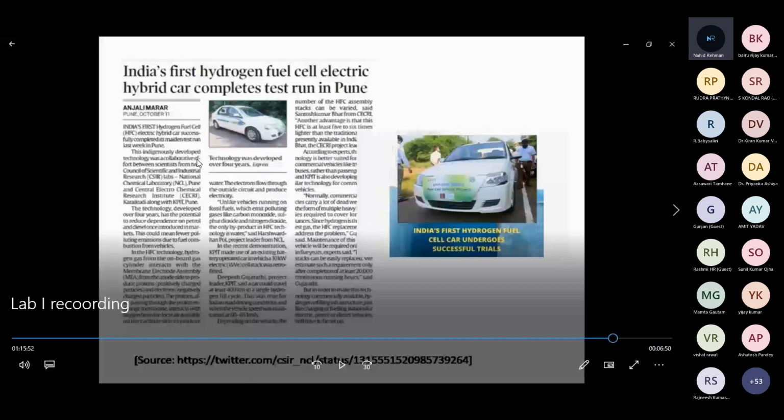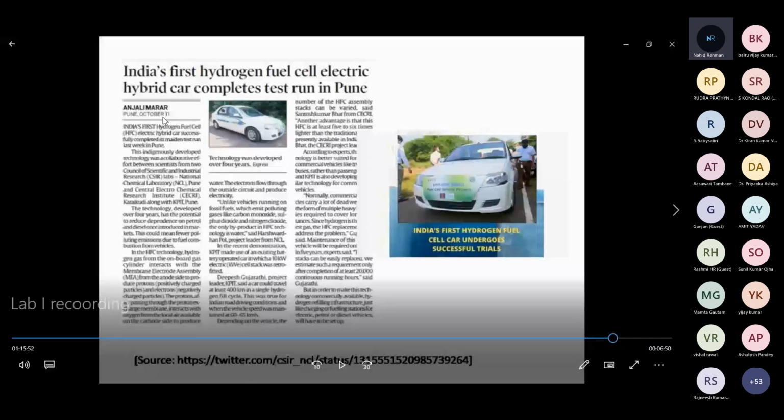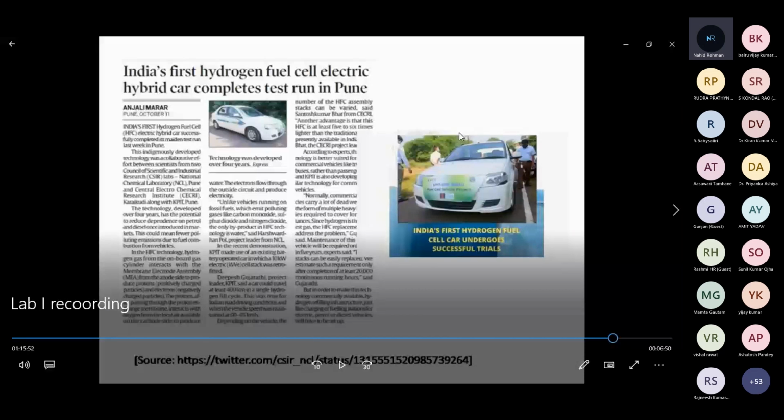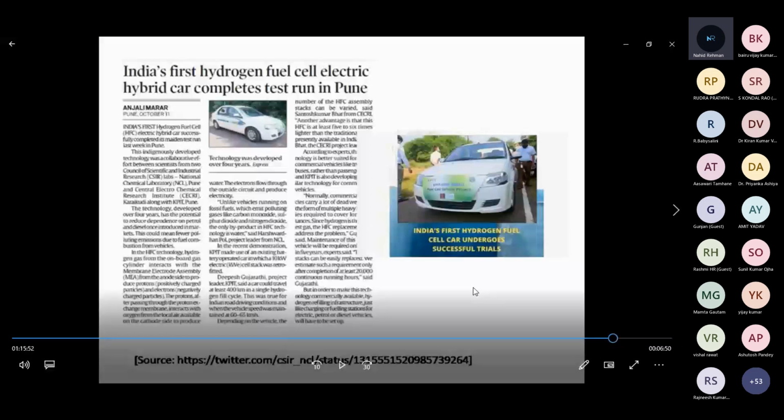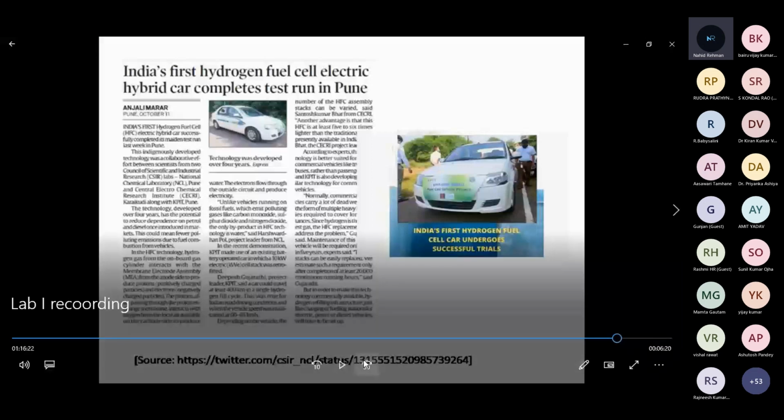and you can see this is the news of October 11 this year only, Priya. And this car which has been developed, which company's car is this? You can see here that this was a venture of CSIR, NCL Pune, and the Central Electrochemical Research Institute, all together working to make it possible that yes, we can run a car in India also. So it is not something that only developed countries can do. We also have the ability of doing it.